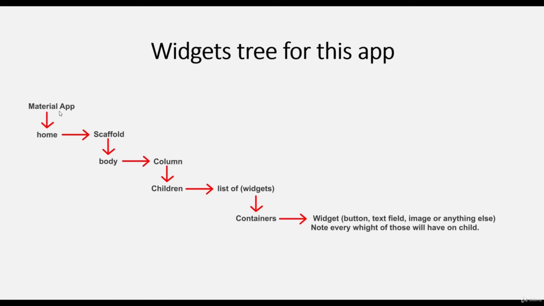It starts off with the material app, and inside of it home, then inside of it scaffold, and inside of scaffold the body, as I mentioned before. And here I won't have the app bar because there is no need for it in this project. Then inside the body we have the column widget. Then inside the column we have children. So we will have a list of widgets. We will see it later in this video. And the widgets inside the containers could be buttons, text fields, images, or anything else.